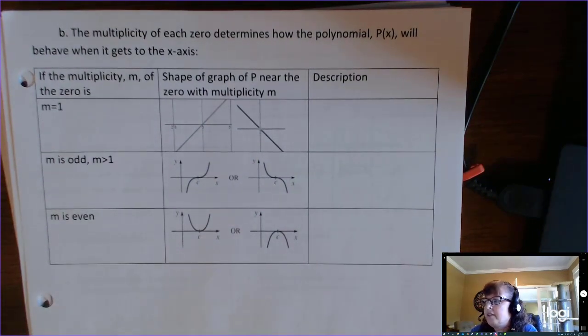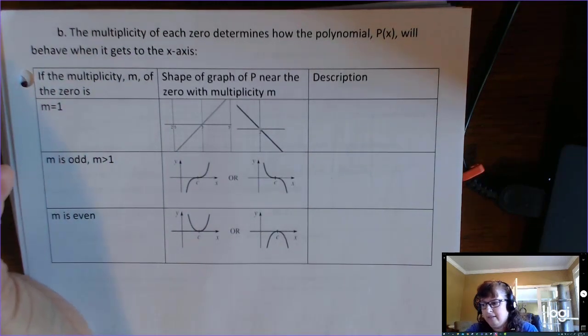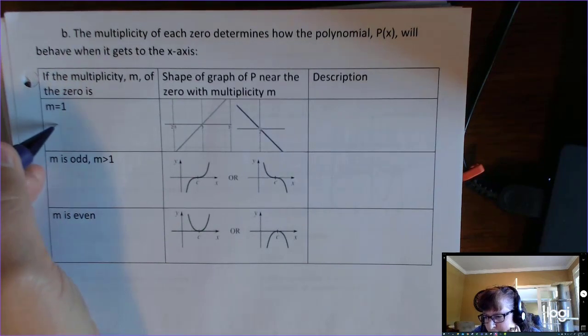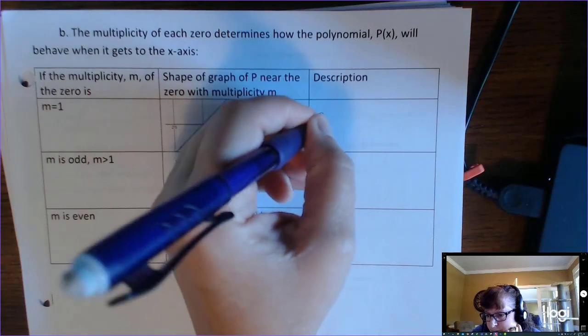The multiplicity of each 0 determines how the polynomial p of x will behave when it gets to the x-axis. Okay, so we've talked about end behavior. We know about odd degree, down, up, or up, down, even degree, up, up, or down, down. But now we're also going to be looking at the multiplicity and look at the behavior at the x-axis. Okay, so if the multiplicity of the 0 is 1, then it's just going to go straight through that 0.